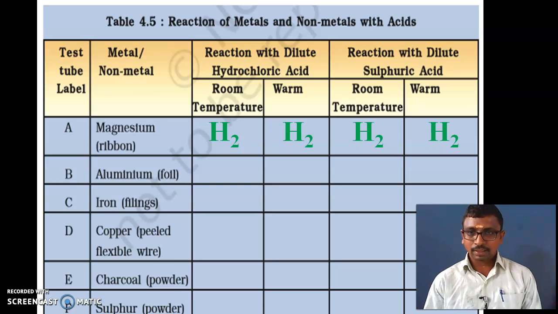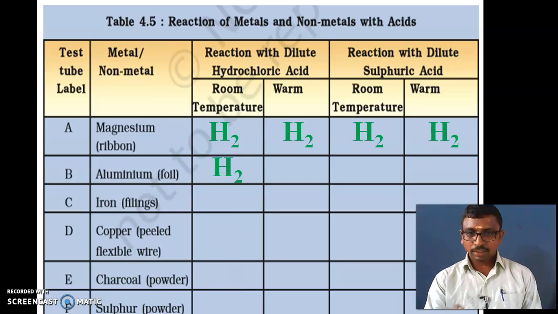So what is the reason? When we increase the temperature, the rate of reaction also increases. And next is aluminium foil. Aluminium foil is a metal. So when we add hydrochloric acid, what does it form? Aluminium chloride, and hydrogen gas is liberated.